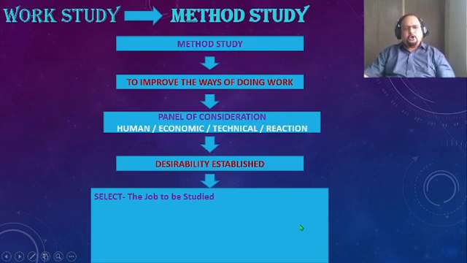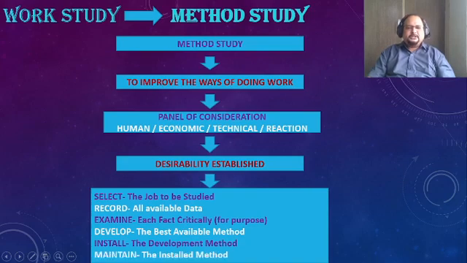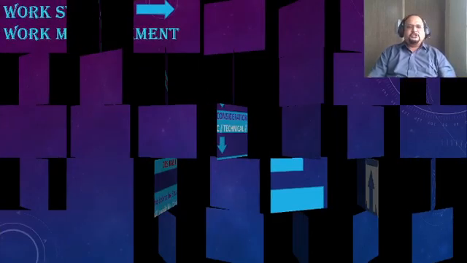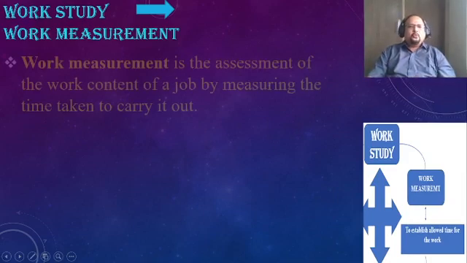So what you should do? What you should select? The job to be studied. What next? You try to record all the data available. Then you examine each fact critically for the purpose. Then you develop the best available method. Then install the developed method and maintain the installed method. So if you do this, your method study, that is the left part of work study which we discussed through the chart, is complete. Now, let us understand the right part of work study, which is work measurement.